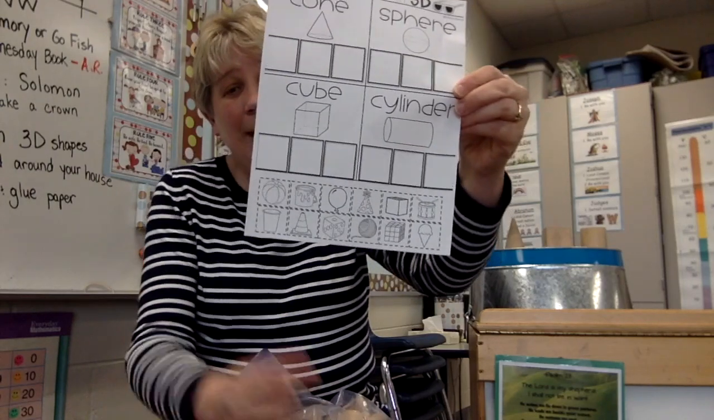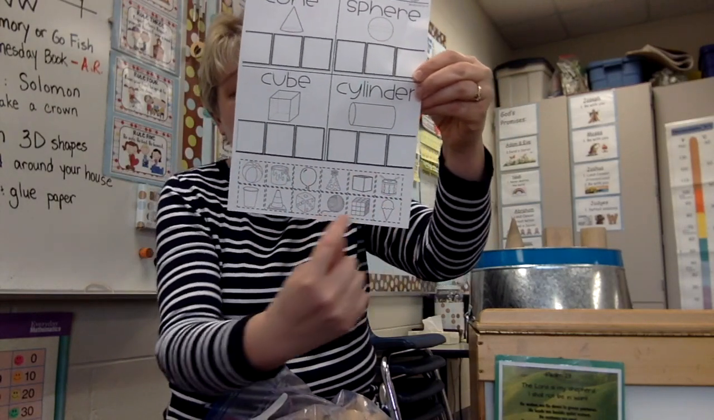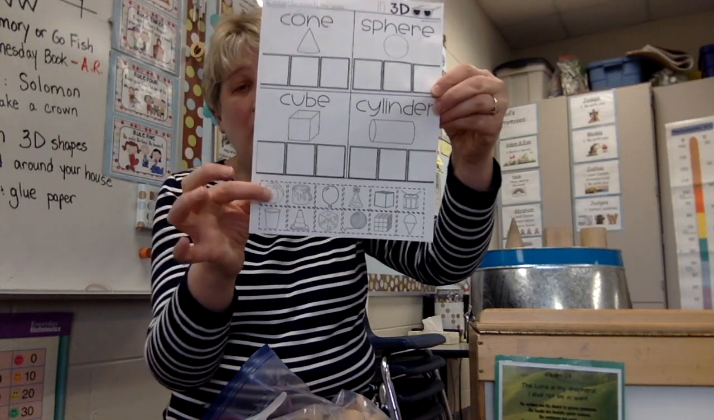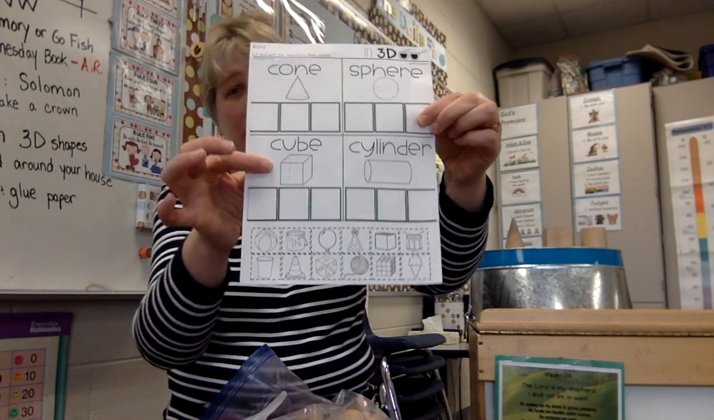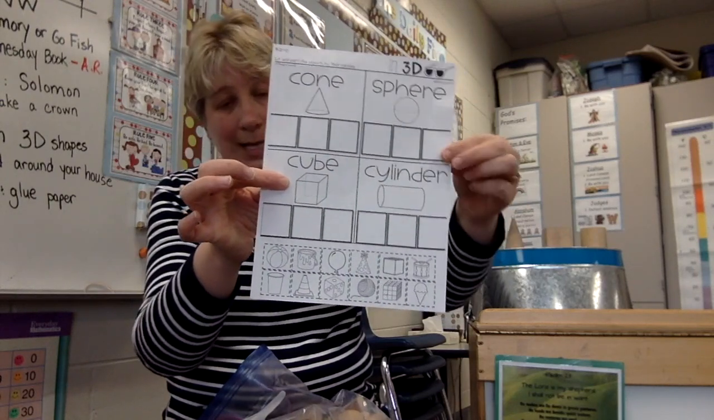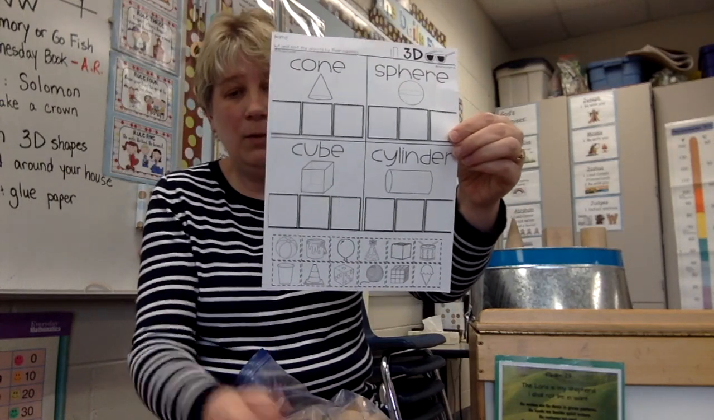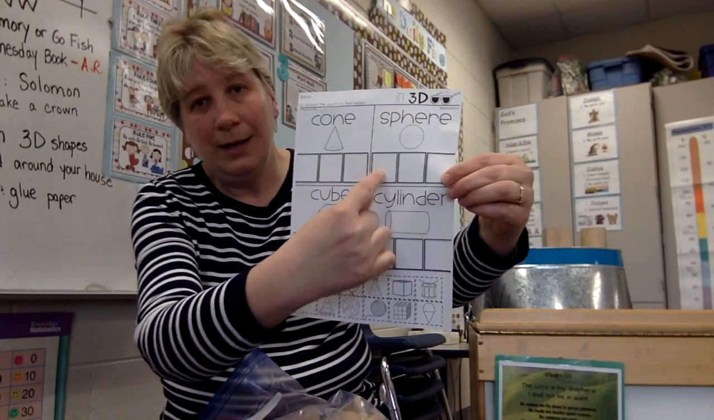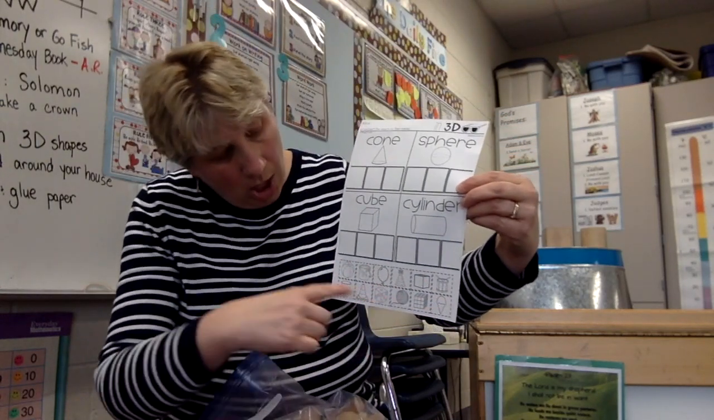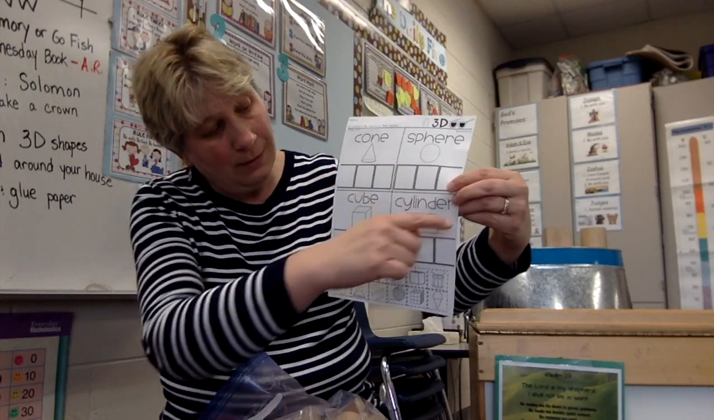What I'd like you to do with this paper, where there's dotted lines, you have to cut those pictures out. And then, would the ball be a cone, a sphere, a cube, or a cylinder? And you have to glue it in the right spot. So what would the ball be? It would be a sphere. So you'd glue it right there in that square. And you're going to do that with all of the pictures. You're going to glue them in the right spot.